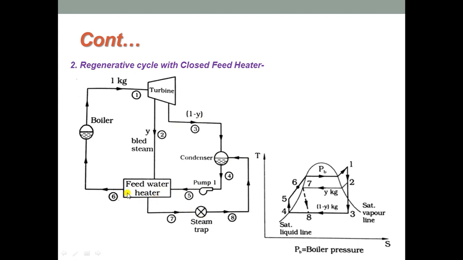out of the turbine. The working fluid at condition 4 here is pumped into the feed water heater at condition 5. The temperature of the feed water is increased due to heat transfer from the extracted steam. The feed water leaves the water heater at condition 6 and enters the boiler, where heat is added to the feed water to attain condition 1, and the process repeats. And this is how a regenerative cycle with closed feed water heater is going to work.